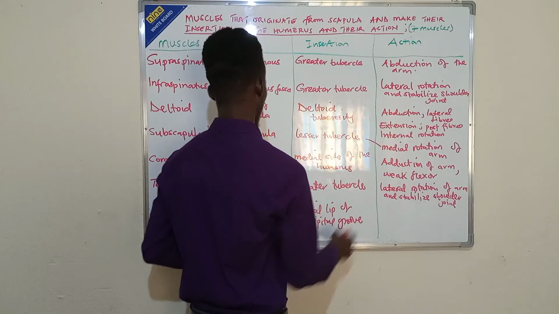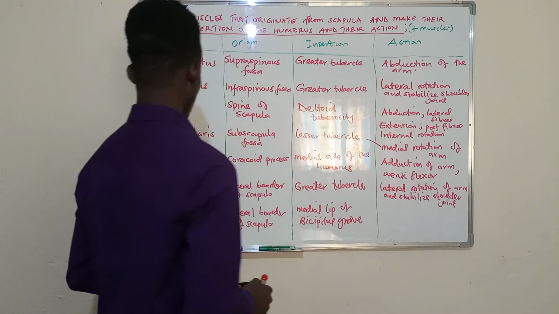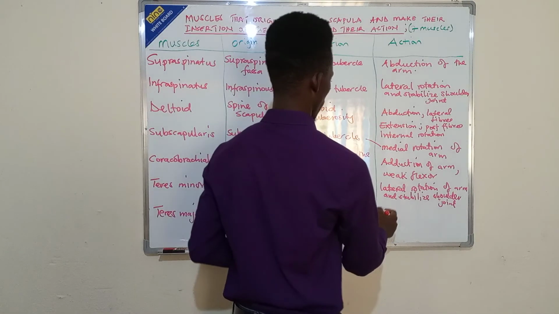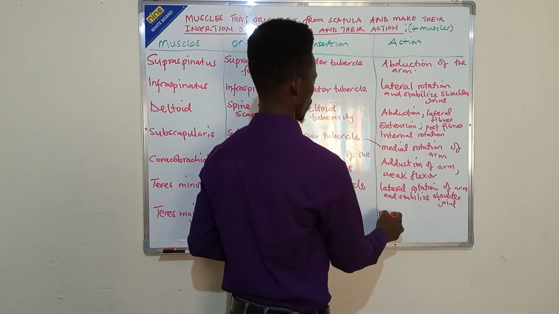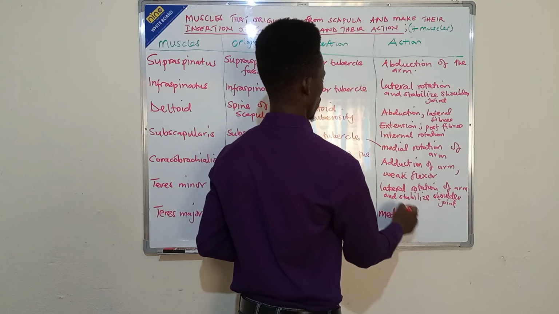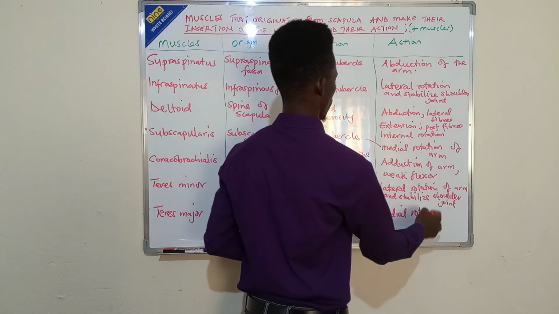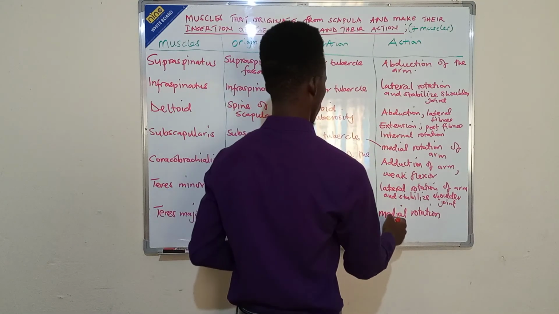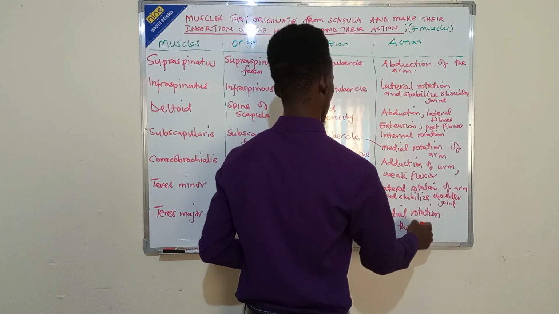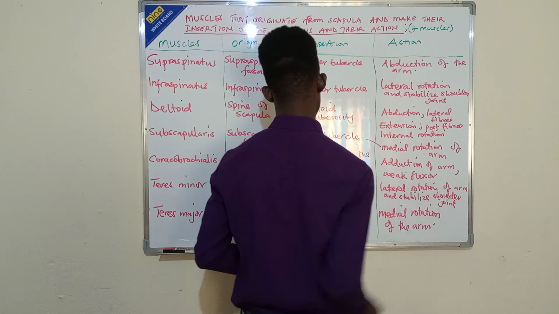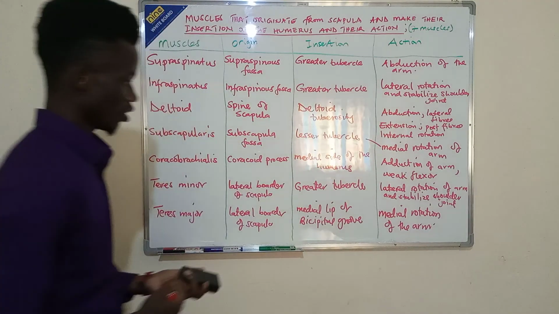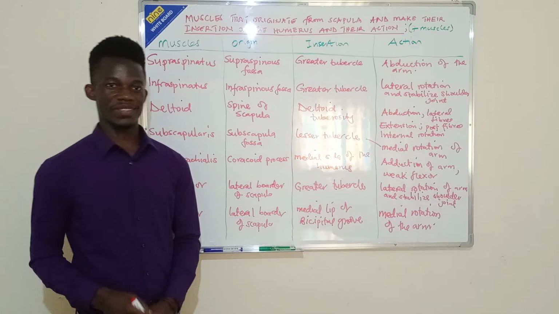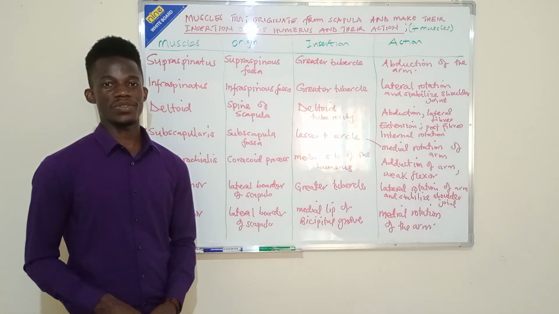And what's the action of this? This teres major is important in internal rotation, or we call it medial rotation, so a medial rotation of the arm. If you don't say medial rotation, then that can be internal rotation.